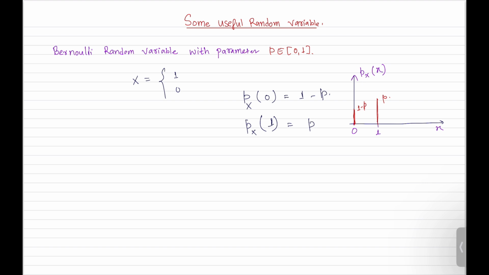So Bernoulli random variables show up whenever you are trying to model a situation where you run a trial, and that trial can result in two alternative outcomes, either success or failure, or head versus tail, and so on.